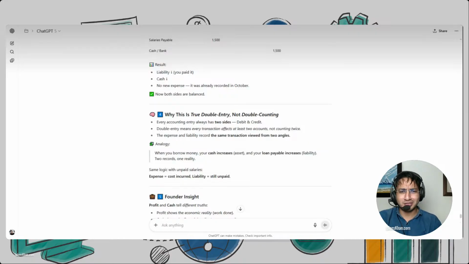That's another thing I have to work on. Another question arises: what is debit and credit? What is paid and loan, etc.? It's really confusing stuff, man. The expense and liability record the same transaction viewed from two angles. These are two different angles, but not two different entries in the same sheet.